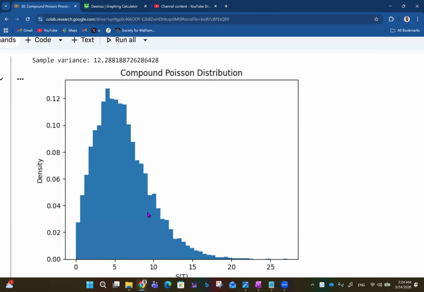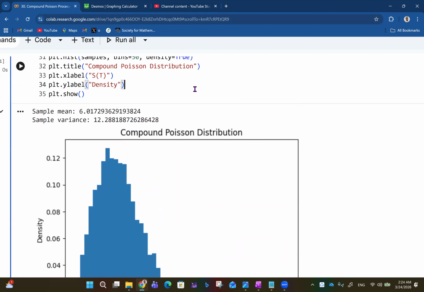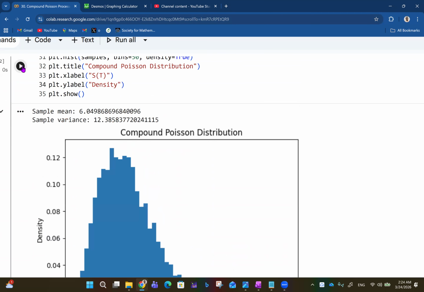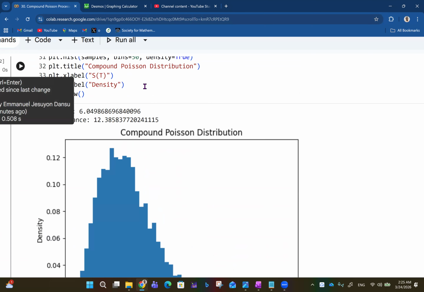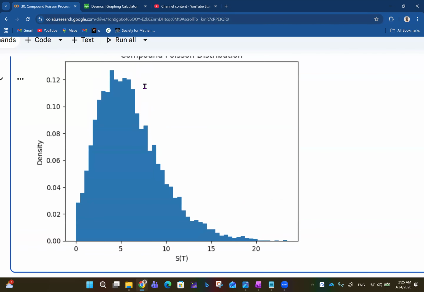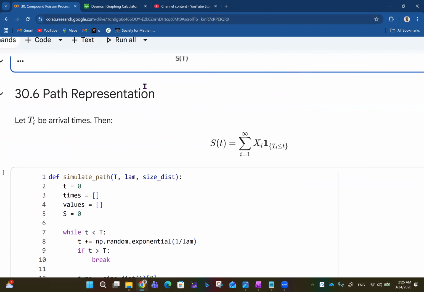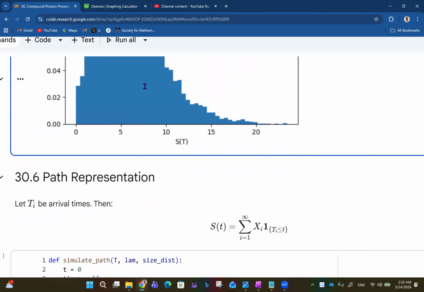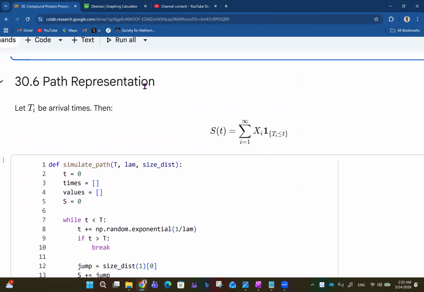Then we have this compound Poisson distribution. Of course, as you keep running, it keeps changing because we're talking about a stochastic process, which is a system that evolves over time randomly. Then we talk about path representation. So let Ti be the arrival times.